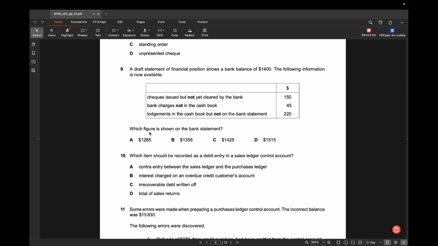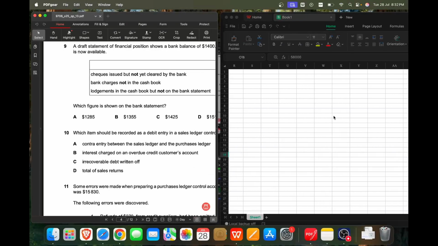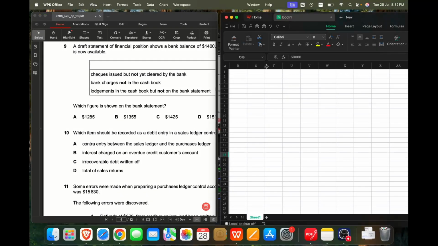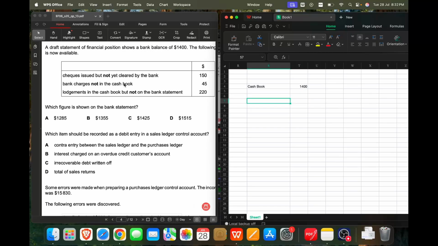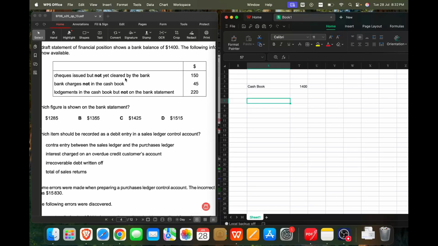Okay, which figure is shown on the bank statement? So this is the amount that we have as per our cash book, and we need to find out what is the amount as per the bank statement. So this is my cash book balance of 1400. Okay, and the first one here, check issued but not yet cleared by the bank.